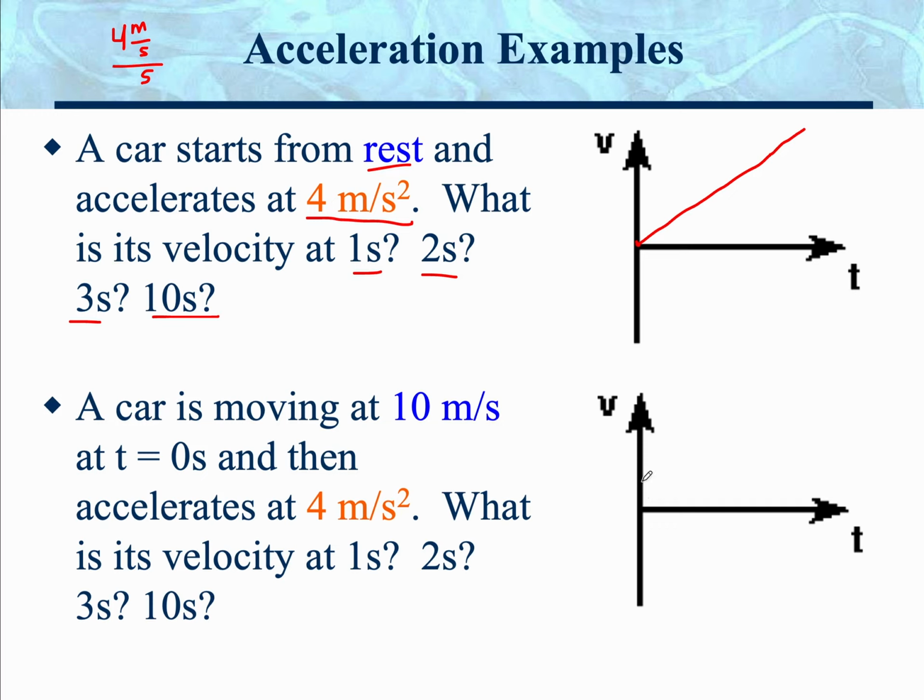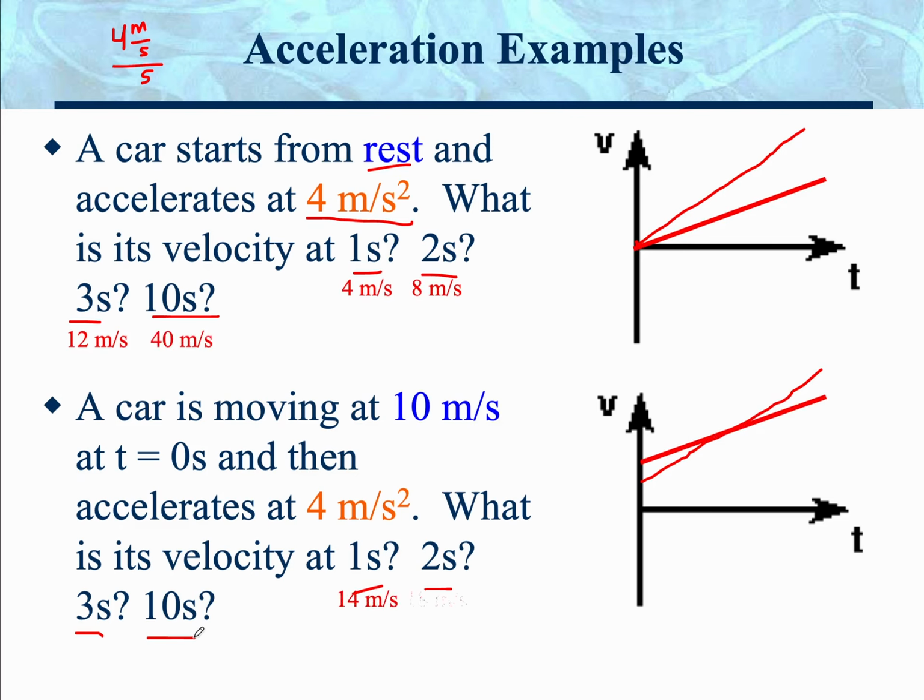This time, it's starting out already with an initial velocity, same acceleration. So our graph is going to look something like this. It's again accelerating the same rate. This time, what's its velocity at 1 second? Well, it started out at 10, gains 4 meters per second. It's going 14. After 2 seconds, 18. After 3 seconds, 22. And after 10 seconds, it'll gain 40. It was already going 10. Should be at 50 meters per second. Oh, shoot. I actually have graphs on here already. Oh, I've got answers on there too. All right. No worries. And so you've got the answers.